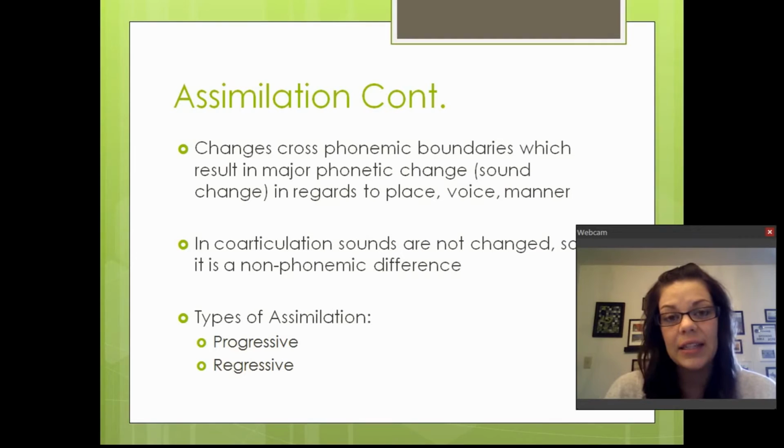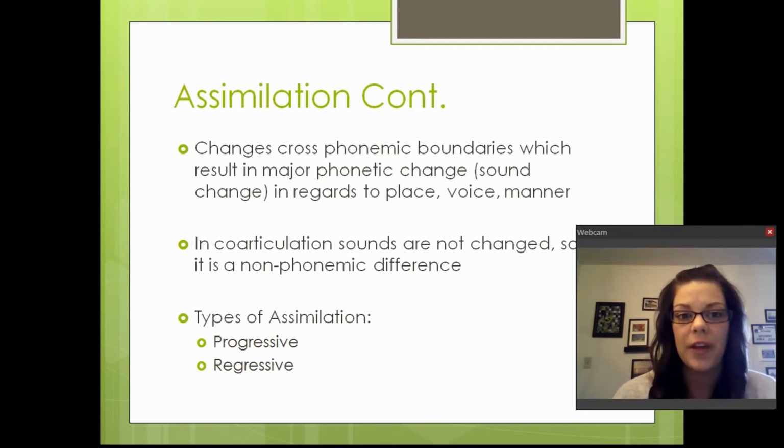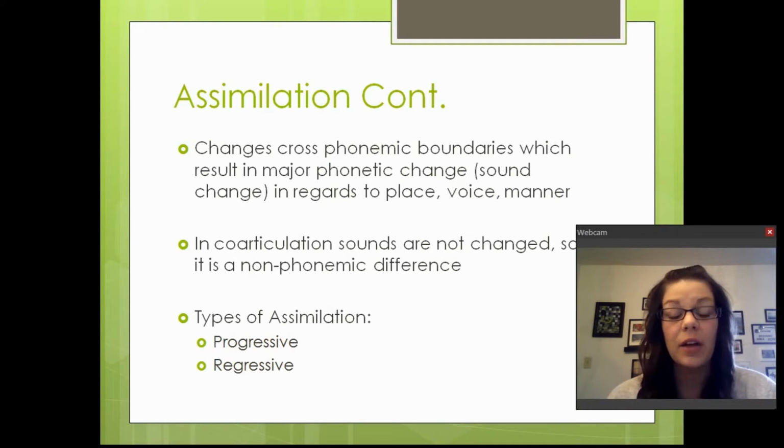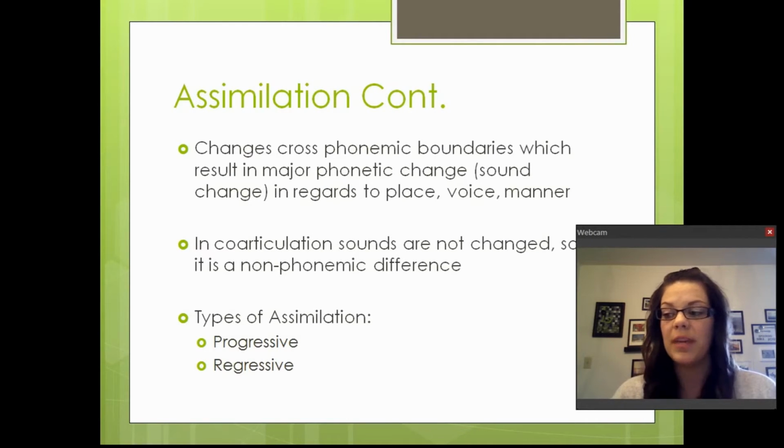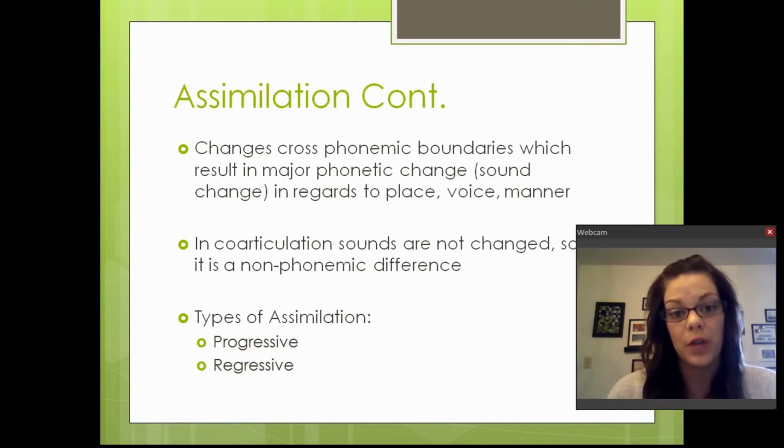If I said good night, if I'm saying it more quickly, I might say good night. So gun versus good. Or in the might turn into in a. So in the box, in a box. See how it just helps us say those phrases faster. So we're using assimilation there. They're crossing phonemic boundaries which result in major phonetic change. So the difference between assimilation and co-articulation is co-articulation is going to be a variation of the phoneme, whereas assimilation, you're actually changing the phoneme.